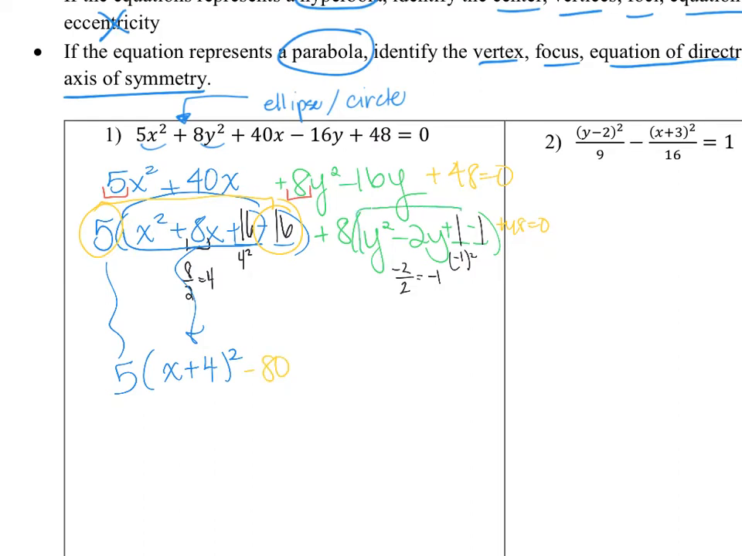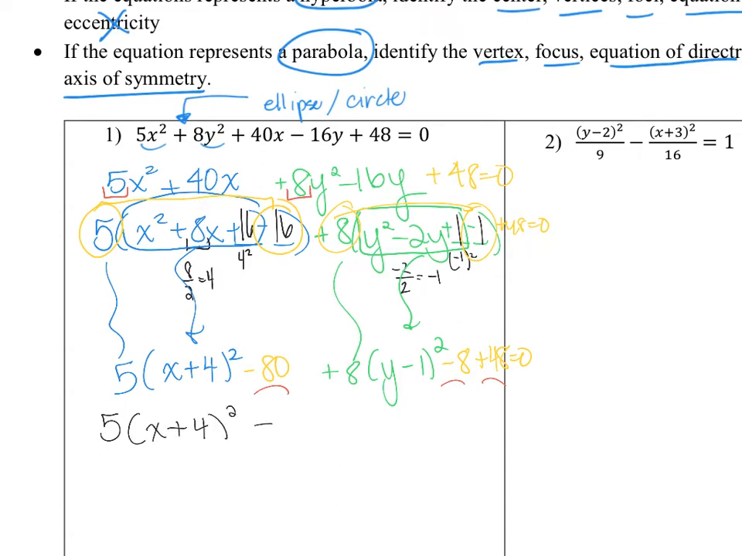Then we're going to take the y's, again the first 3 terms, factor that to a y minus 1 squared. Plus 8 is still hanging out there. We need to kick out the minus 1 by multiplying, so we get negative 8 plus 48 equal to 0. So I'm going to combine my like terms, which is the negative 80, the negative 8, and the 48. So that's going to become a negative 40. So I have 5 times x plus 4 squared plus 8 times y minus 1 squared minus, let's see, the negative 80 with the negative 8 and 48 was negative 40 equal to 0.